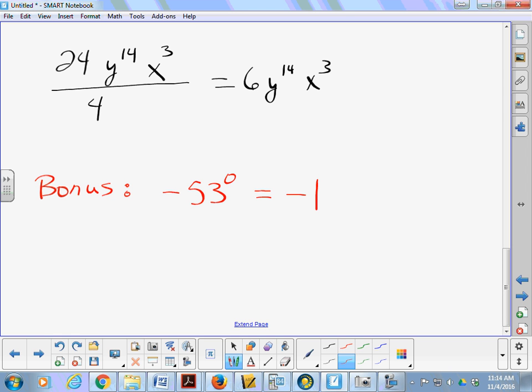If you have that, then you get a bonus point from me today. All right, so that's the end. We're looking at using the power rule or the rules of exponents, negative and 0 in this case.